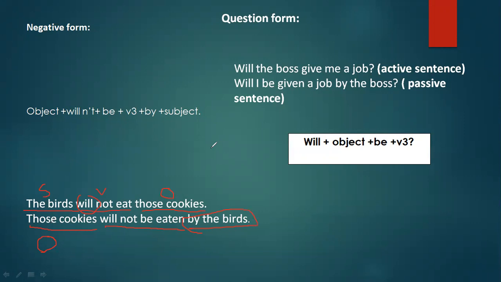Okay, grade 6, so this is everything for today. Tomorrow, inshallah, we will complete the question form of the future passive, and we will do our exercise on page 54 in our workbook. Also I sent a homework on WhatsApp.